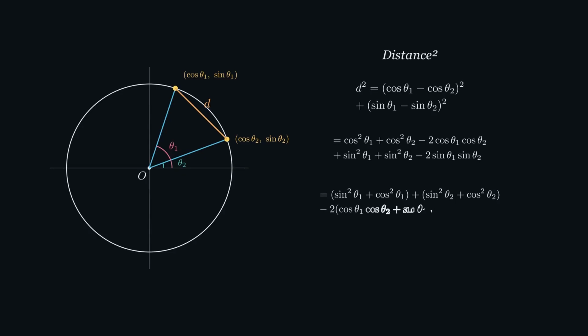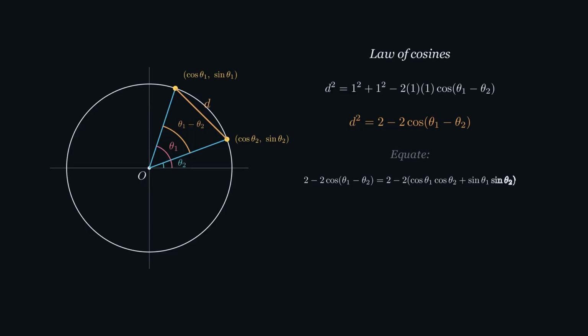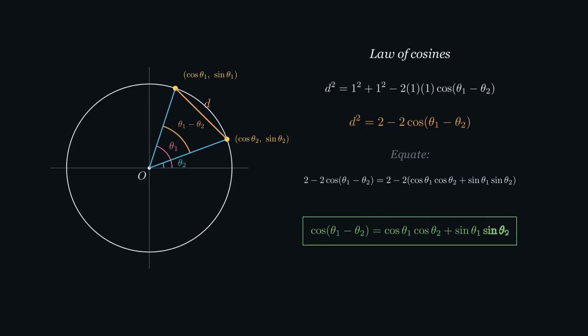If we expand and simplify using our Pythagorean identity, we arrive at d squared equals 2 minus 2 bracket cos theta 1 cos theta 2 plus sine theta 1 sine theta 2 bracket. Now we can solve for d squared in another way using our law of cosines for sides r equals 1, and angle theta 1 minus theta 2. Now we obtain d squared equals 2 minus 2 cos theta 1 minus theta 2. If we equate the two and simplify, we finally arrive at cos theta 1 minus theta 2 equals cos theta 1 cos theta 2 plus sine theta 1 sine theta 2.